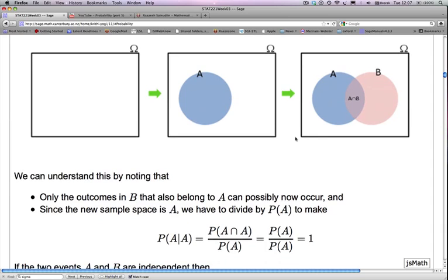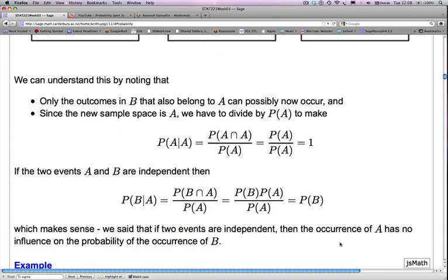So we can understand this by noting that only the outcomes in B that also belong to A can possibly now occur, given that A has occurred. And since the new sample space is A, we have to divide by P of A to make the probability of A given A equal to 1, right?